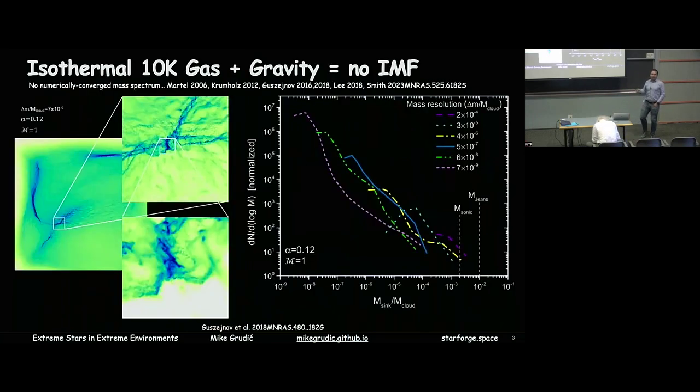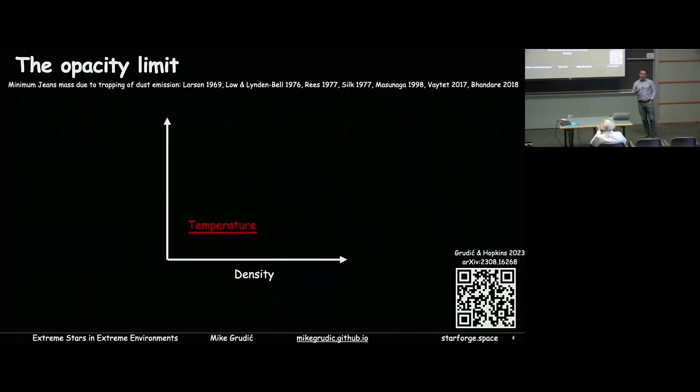So how do you get an IMF? Well, you can start with the simplest possible premise, which is just isothermal gas and gravity, and you just let it be turbulent and collapse under gravity and see what mass spectrum of fragments you get. It turns out you don't get any mass spectrum at all. None of these studies were able to obtain numerical convergence under this set of assumptions. You just get more and more fragmentation as you turn up the resolution.